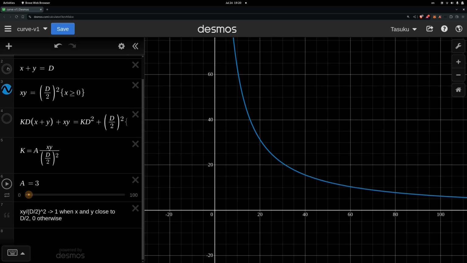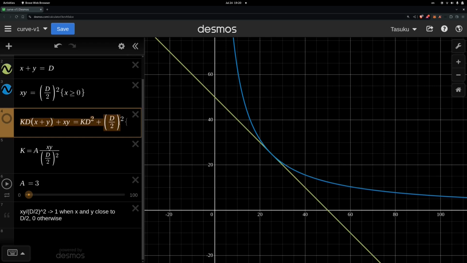We also have the constant sum, which is given by the equation x plus y equals d. Curve V1's AMM curve is a curve that sits in between the constant sum and the constant product. The equation looks complex, and if we graph it, it looks like this.